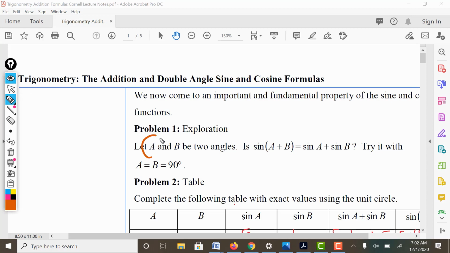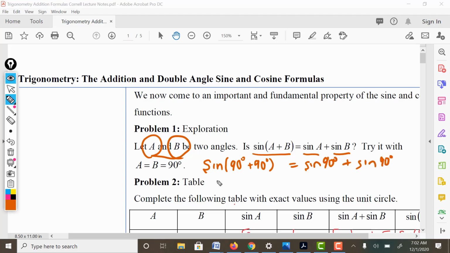So if we assume that A and B are two different angles, is it true that sine of A plus B is the same as sine A plus sine B? If we say sine 90, so let's assume that both A and B are 90. Is that the same as saying sine 90 plus sine 90? Well, in this case, order of operations, right? You get 180. And a sine of 180 is 0.